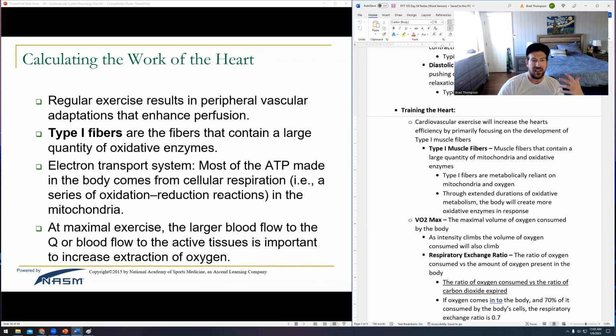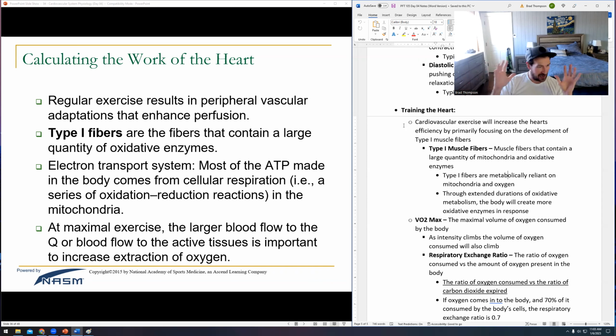We will also see that when we start exercising, we are going to increase the production of type 1 muscle fiber. So there's a principle in physiology which states that you get what you train for, right? The more often you are exposed to cardiovascular exercise, the more likely your body is to go, man, I am not good at that.